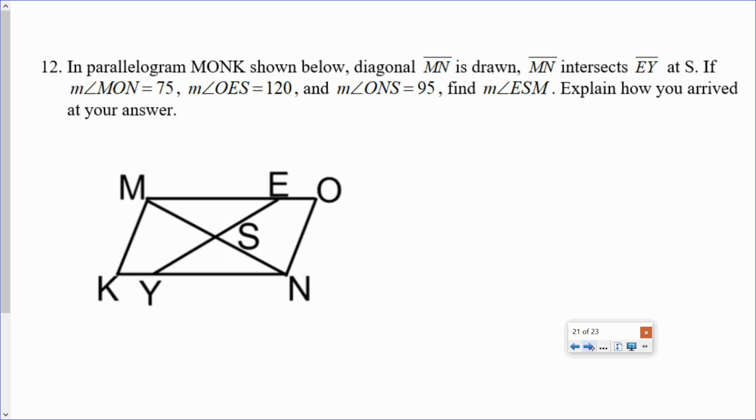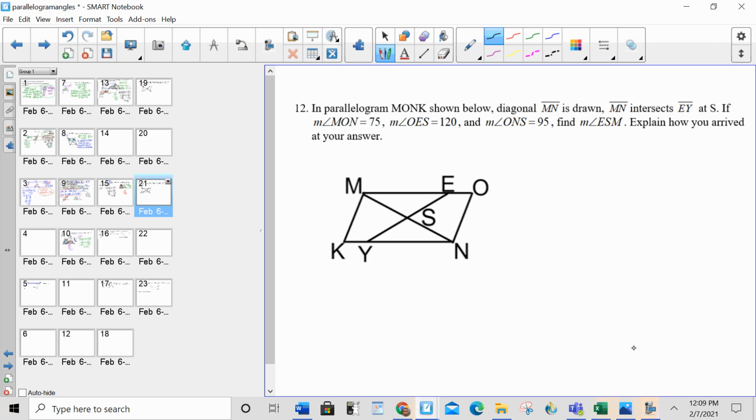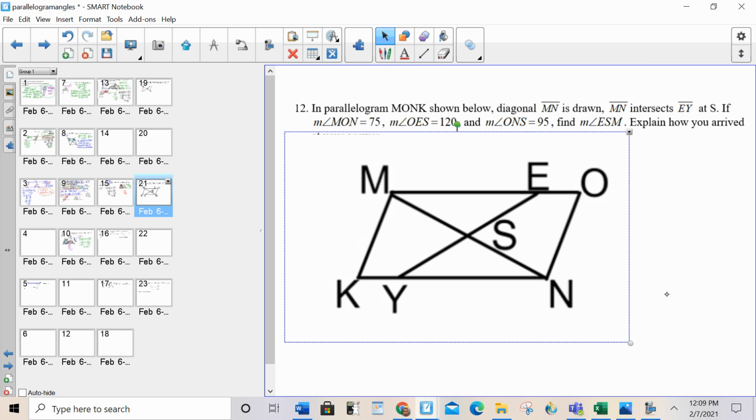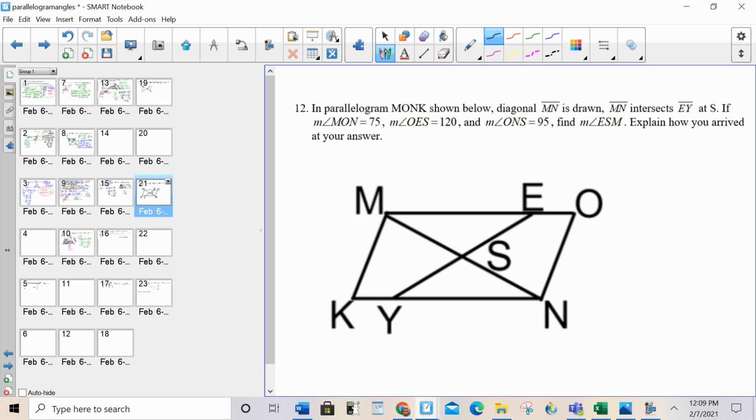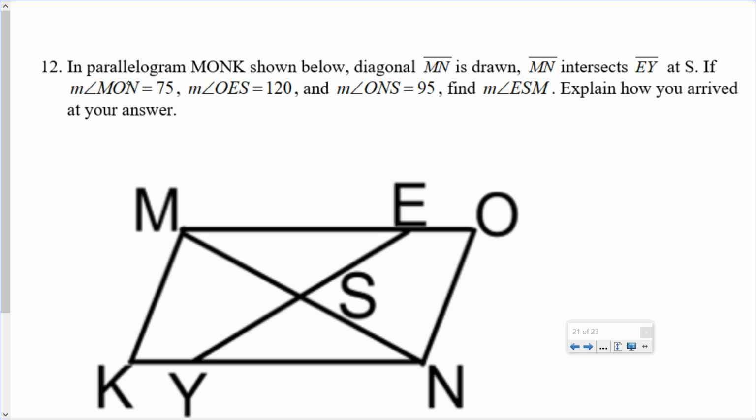Okay, angle MON. Let me make this bigger, as big as I can. Angle MON is 75. Angle OES is 120. ONS is 95. And it wants ESM. So there are different ways to do this. I actually see a very quick and easy way to do it. So I'm going to do it that way.